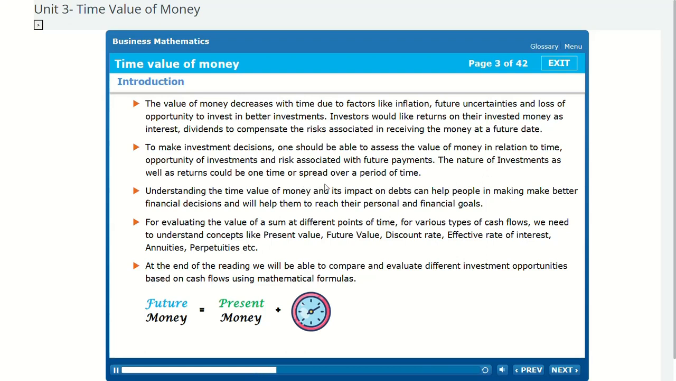The nature of investments, as well as returns, could be one-time or spread over a period of time. Understanding the time value of money and its impact on debts can help people make better financial decisions, and will help them to reach their personal and financial goals. For evaluating the value of a sum at different points of time, for various types of cash flows, we need to understand concepts like present value, future value, discount rate, effective rate of interest, annuities, perpetuities, etc. At the end of the reading we will be able to compare and evaluate different investment opportunities based on cash flows using mathematical formulas.